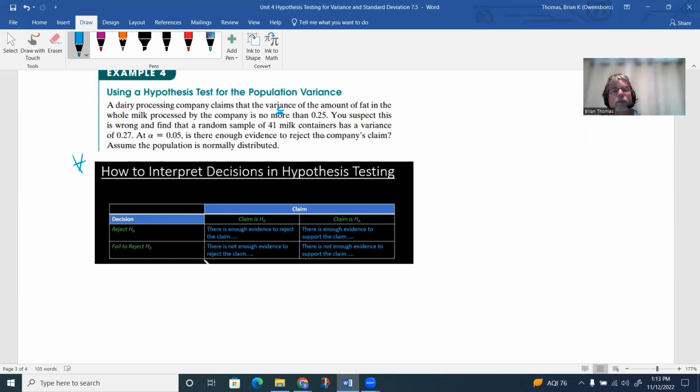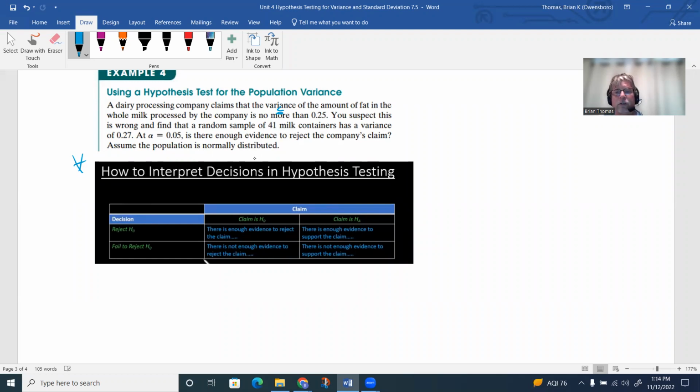So that's the claim as well. So pick up on that. That's our claim. You suspect this is wrong and find that a random sample of 41 milk containers has a variance of 0.27 at a level of significance of 0.05. Is there enough information to reject the company's claim? Assume the population is normally distributed. So that's important for them to say that. So now we can move on.